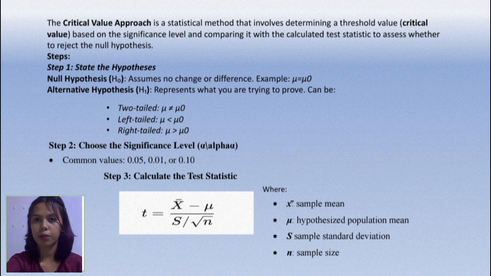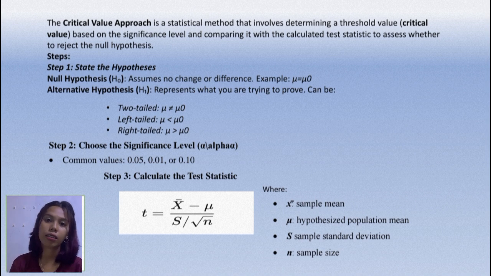So I will be discussing the critical value. The critical value approach is a method used in a hypothesis test to decide whether to reject the null hypothesis by comparing a test statistic to a critical value from a probability distribution like the Z or T distribution. So there are 6 steps in the critical value approach. First is to state the hypothesis. The null hypothesis assumes no change or difference.